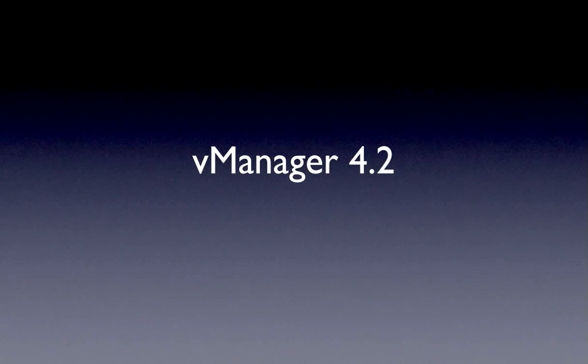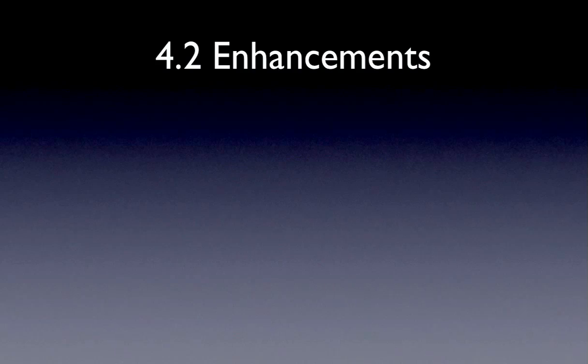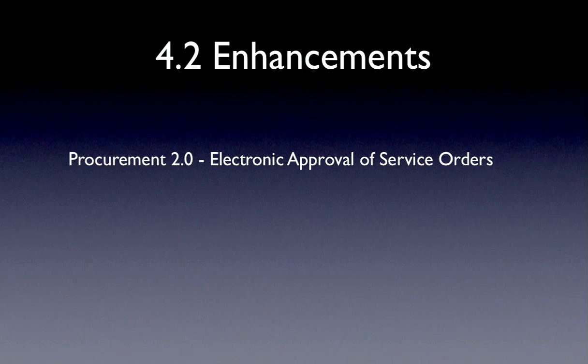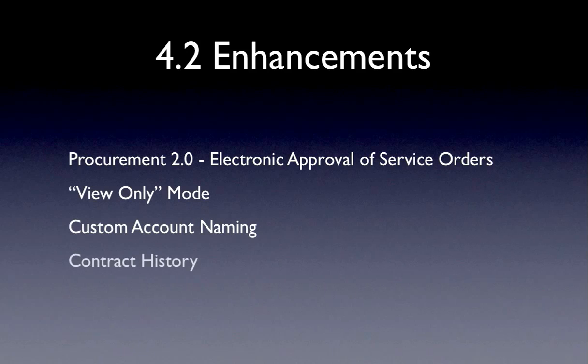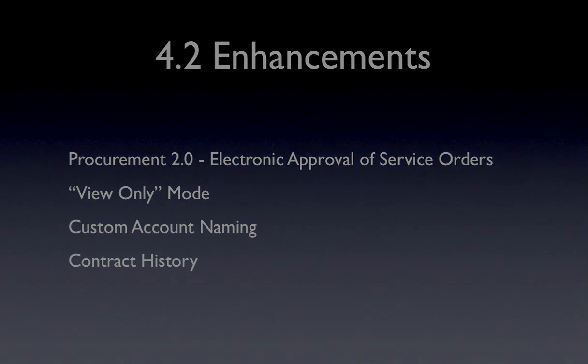Today we're going to talk about vManager 4.2. In this release, we have the following enhancements: Procurement 2.0, which supports the electronic approval of service orders, view-only mode, custom account naming, and contract history. Let's go ahead and start looking at these.